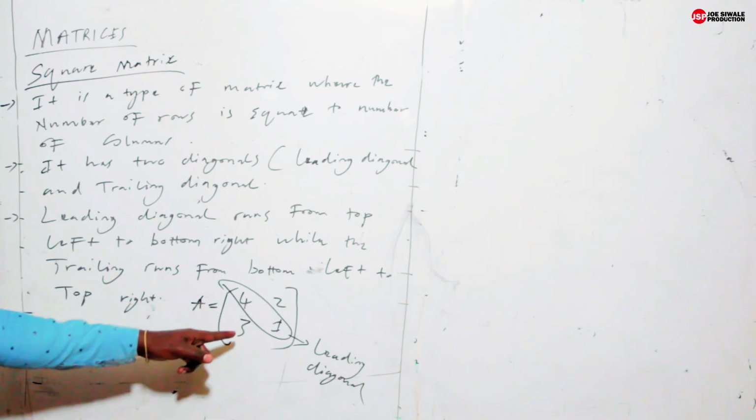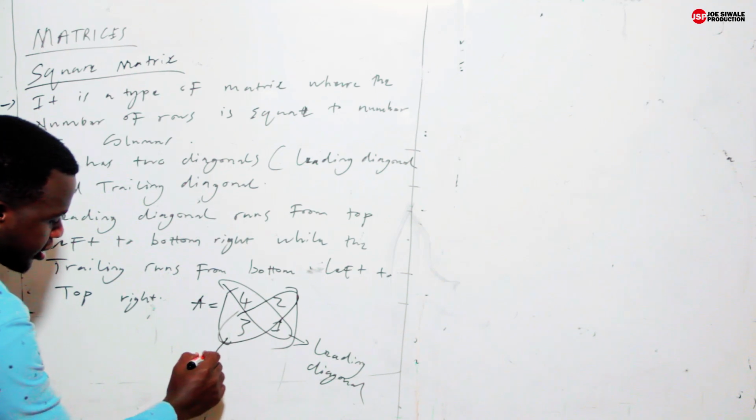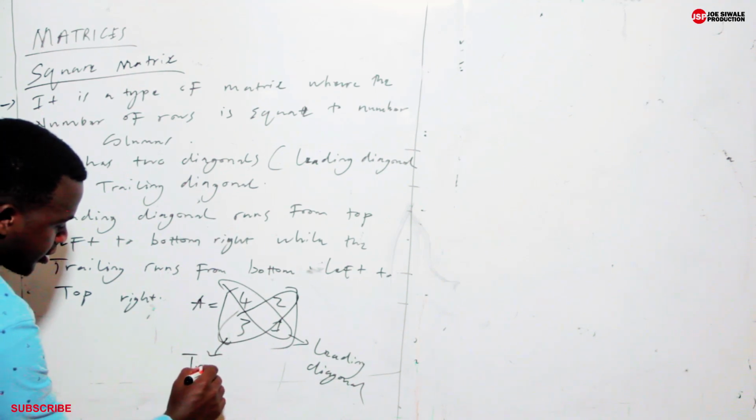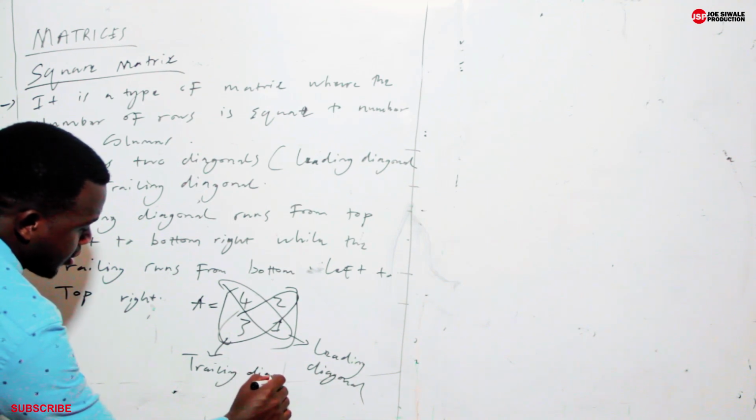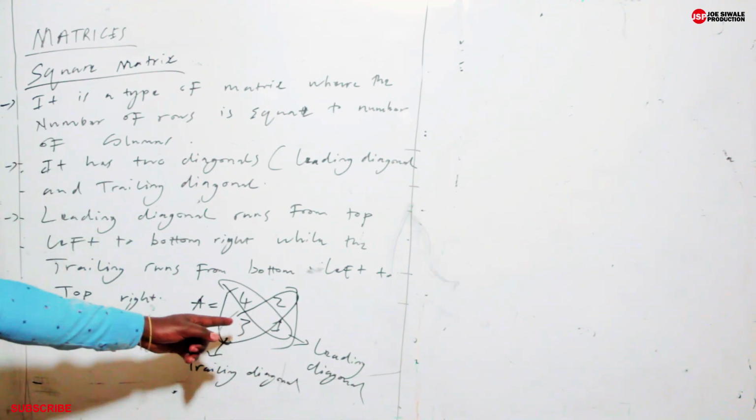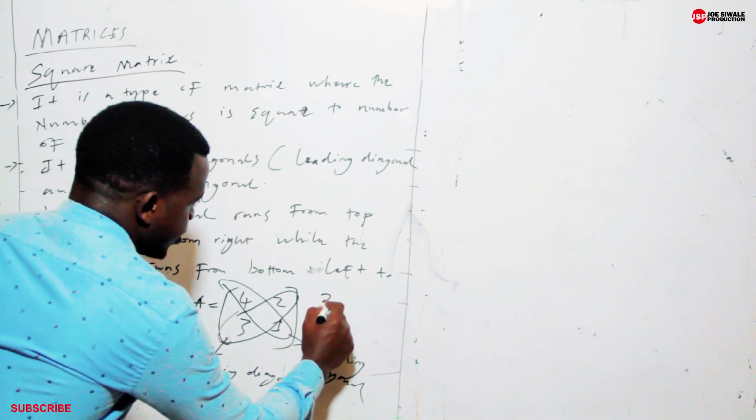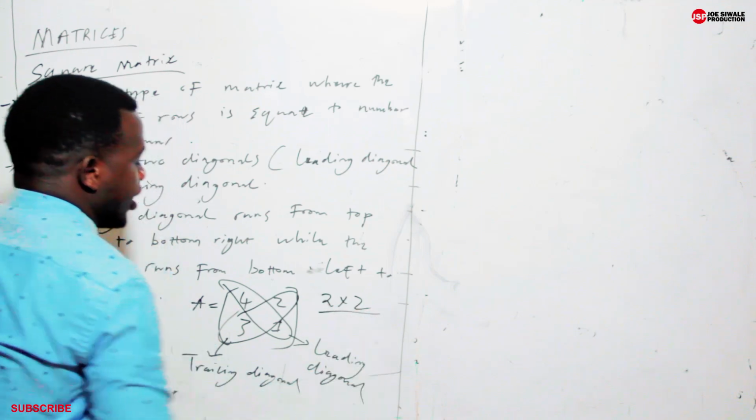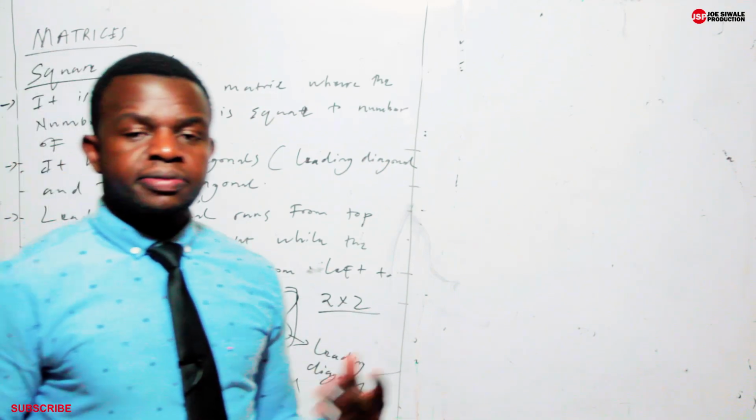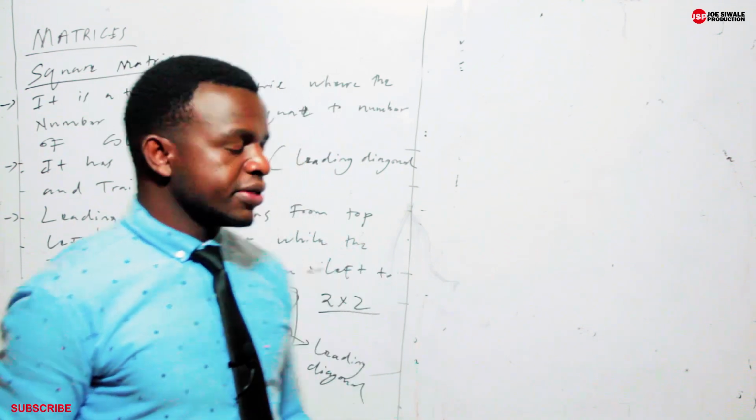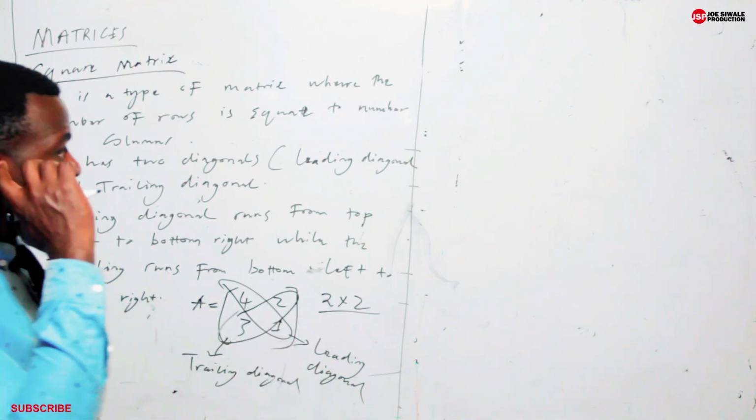Then we have 2 and 3, they form the trailing diagonal. And as you can see, this matrix is a 2 by 2 matrix. We have said that a square matrix is a type of matrix where the number of rows is equal to the number of columns. So as you can see, this has 2 rows and 2 columns.